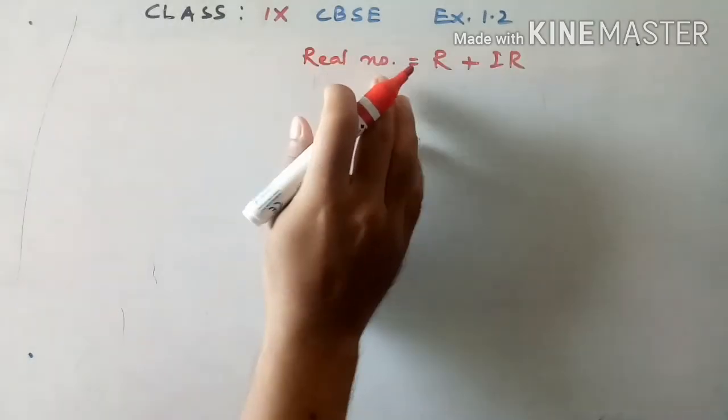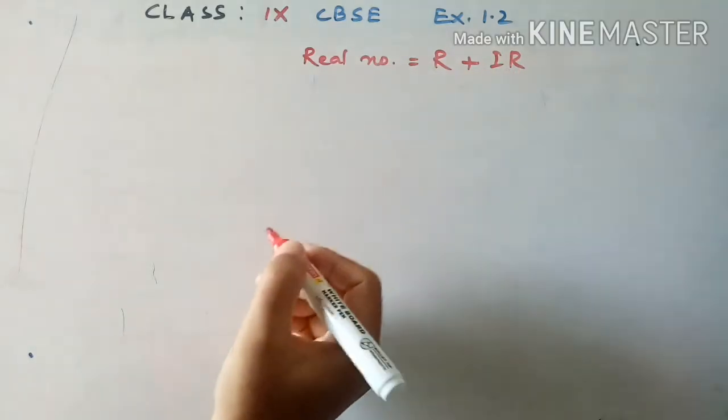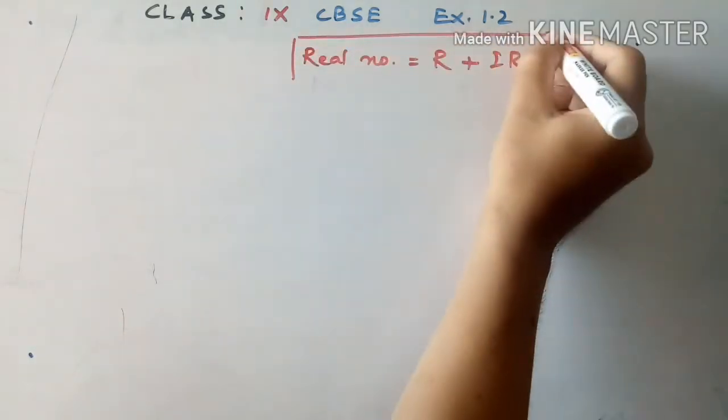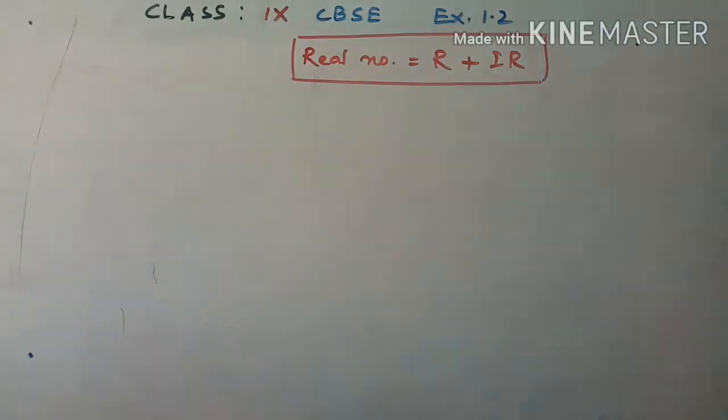Okay, so before learning this exercise I would like to remind something about real numbers. A real number is the combination of rational numbers and irrational numbers. This one you have to keep in mind first. Then we have also come across the number line of real numbers. Every point on the number line represents a real number, and every real number can be represented on the number line.